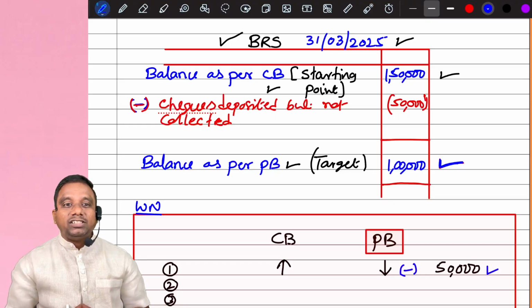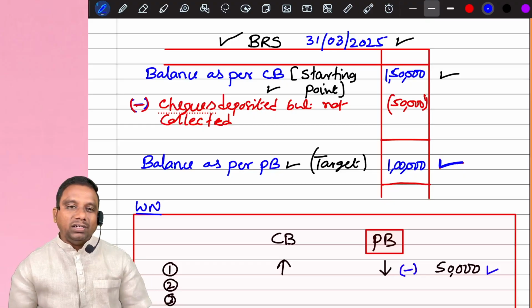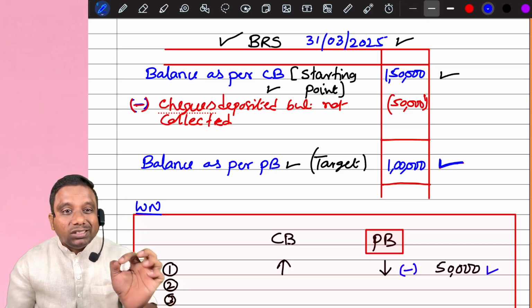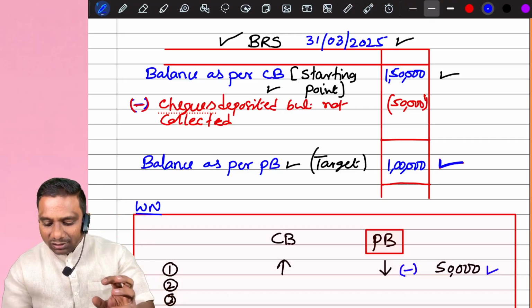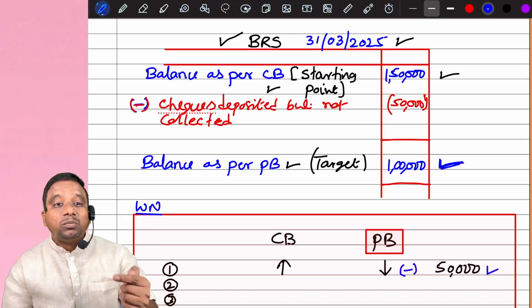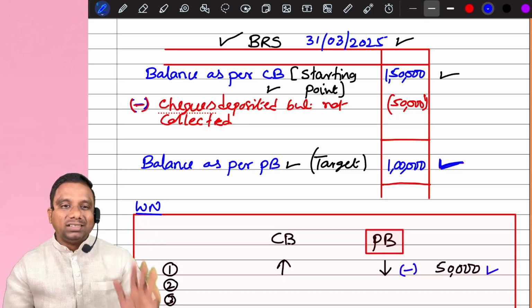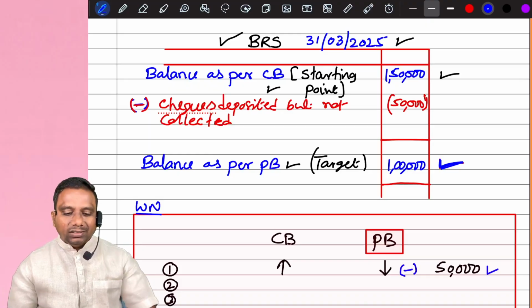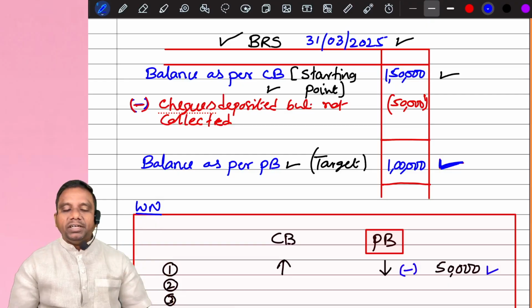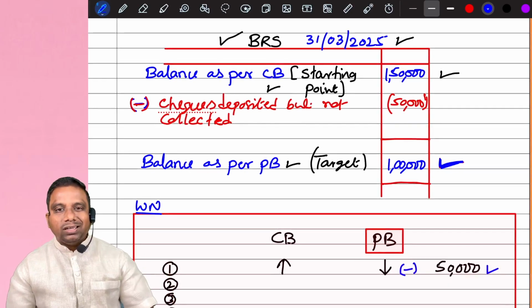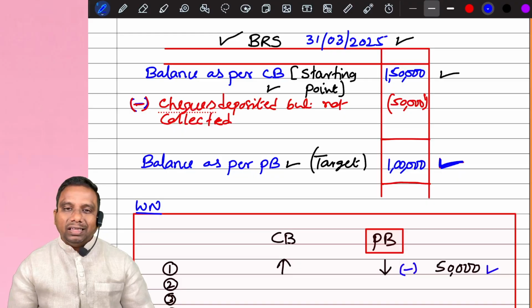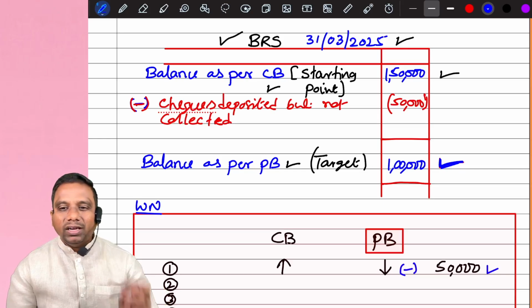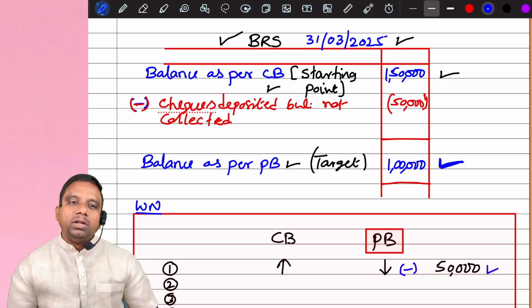But in the examination problems, you may have only one book balance, so it is not possible to check whether the answer is correct or not. For that purpose, you have to check the problem once again. Just check the problem within 1 minute. That's it. Our problem of BRS is completed. If you prepare the BRS like this, then however the problem is, it becomes very, very simple.